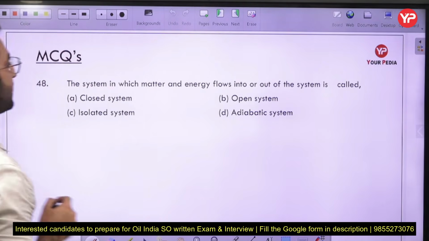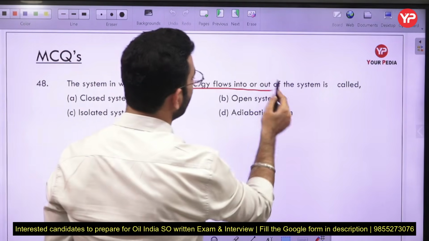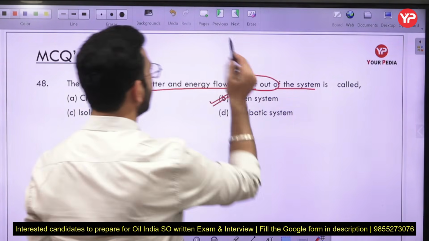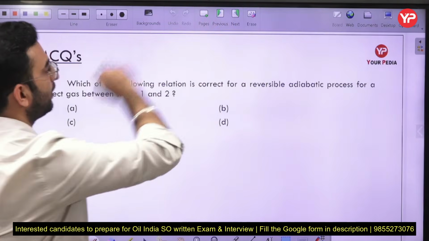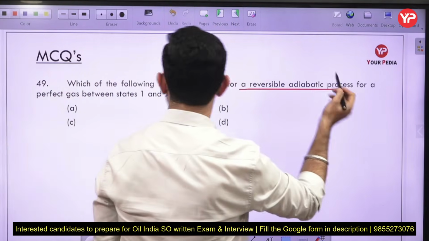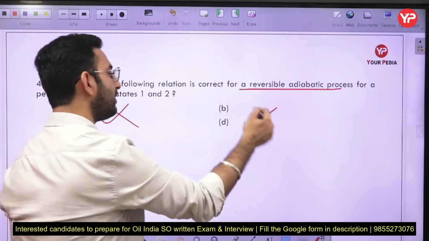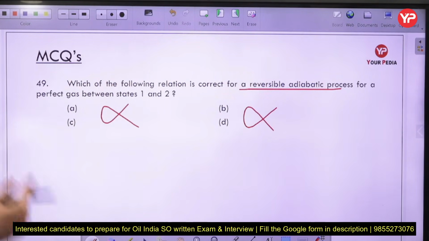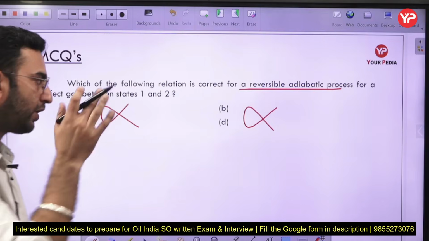Next, the system in which matter and energy both can flow in or out of the system, that is a simple case, open system is there. Which of the following relations is correct for a reversible adiabatic process? The relations are not given to us, so we cannot mark the answers here. So this is the second question which came wrong in the exam.